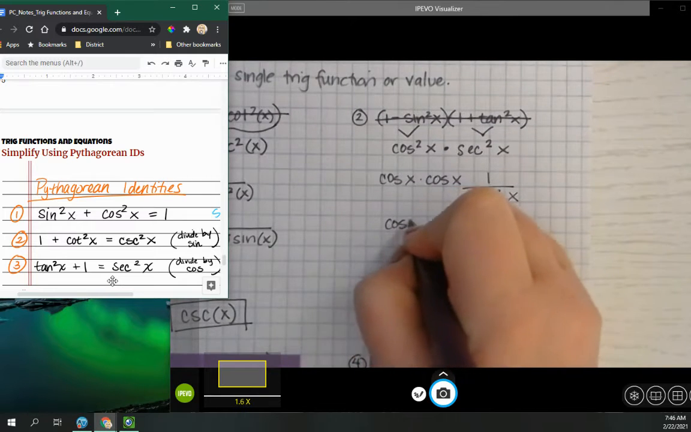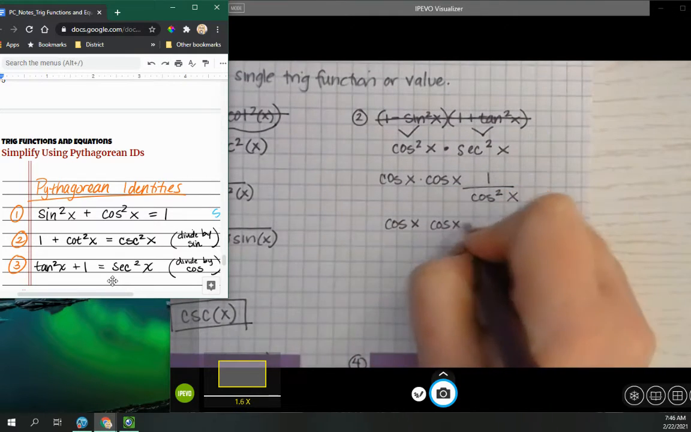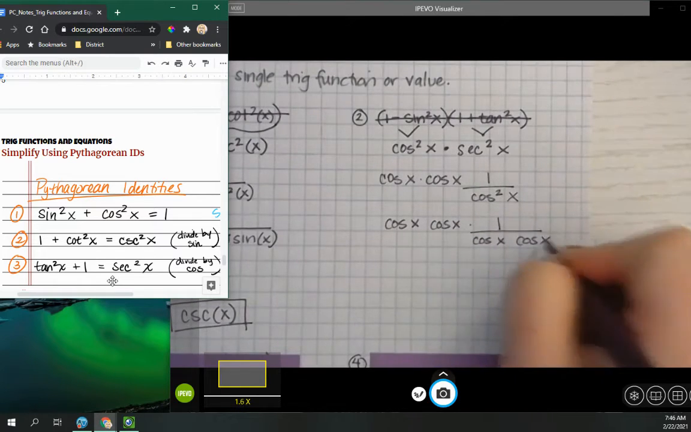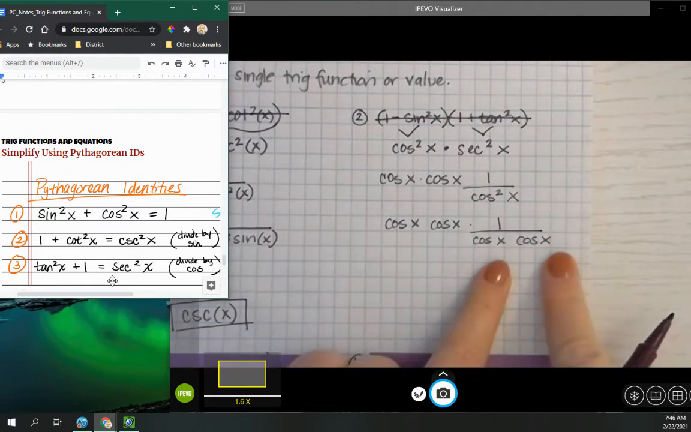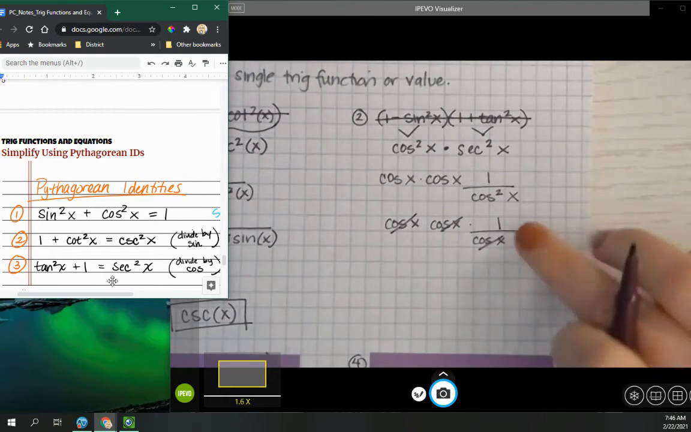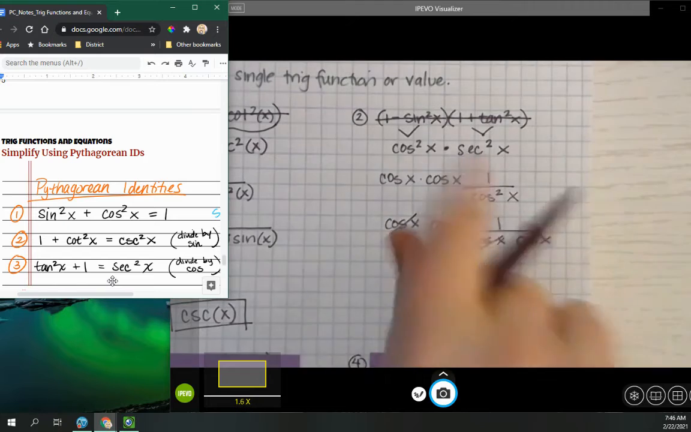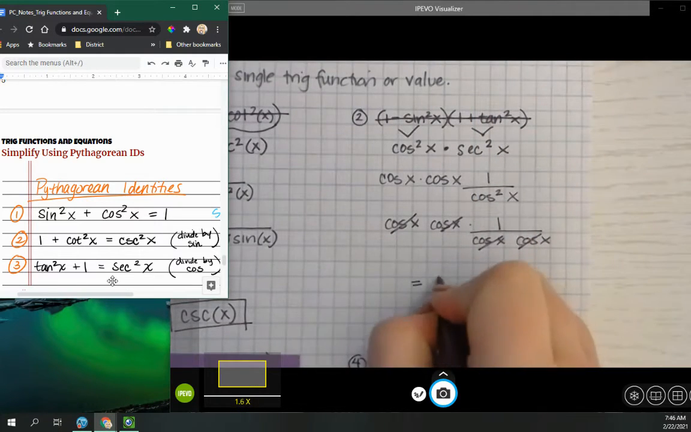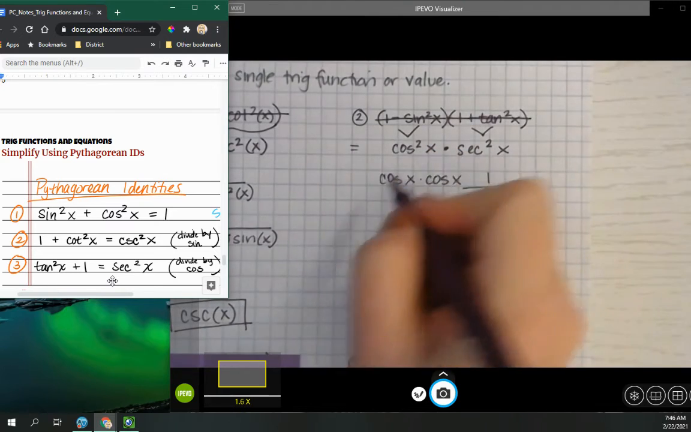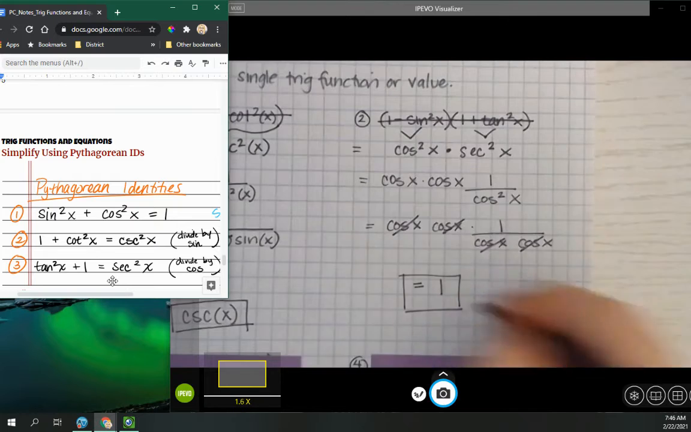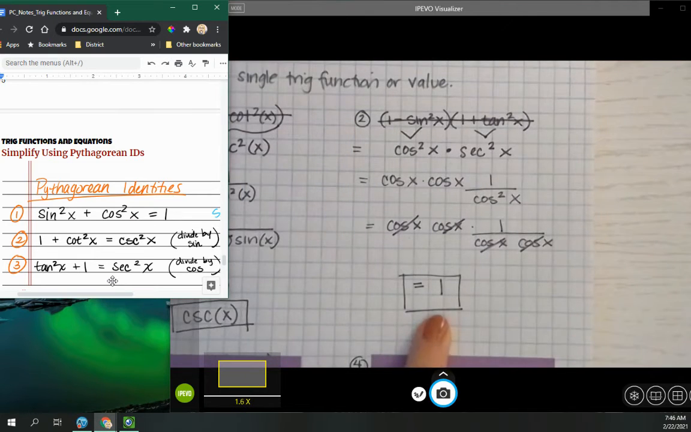So I've got cosine x, 1 over cosine x, cosine x. Notice I've got 2 on the top and 2 on the bottom. Those will reduce. And notice the only thing I have left over is a value of 1. So here I was able to reduce number 2 all the way down to a single value. So the answer to number 2 is just 1.